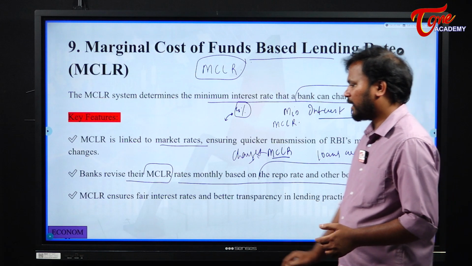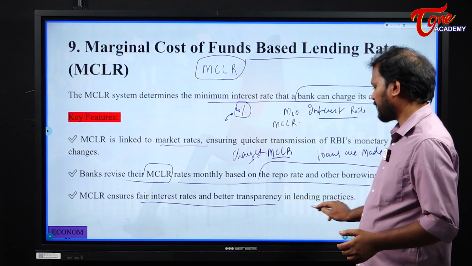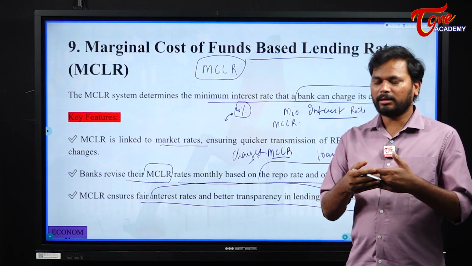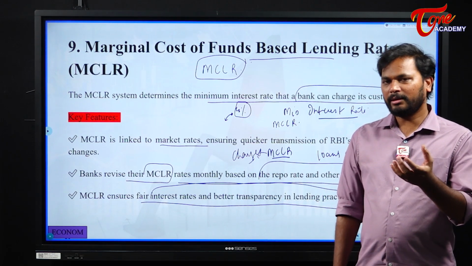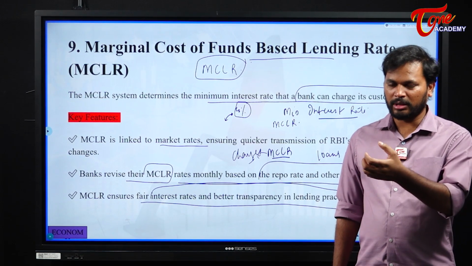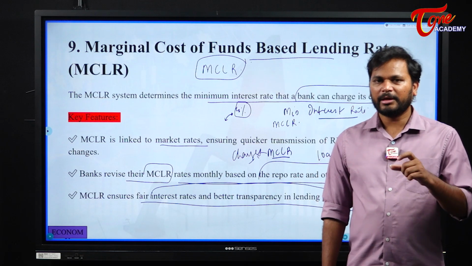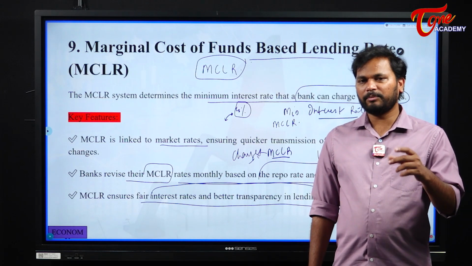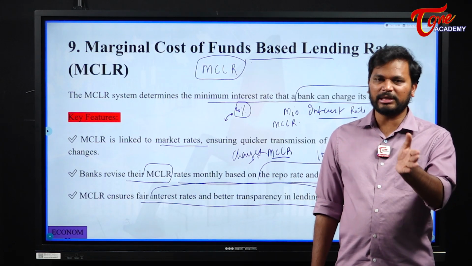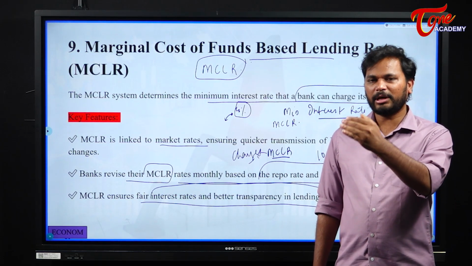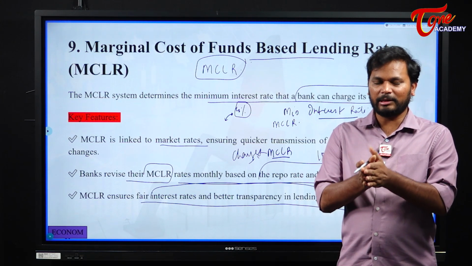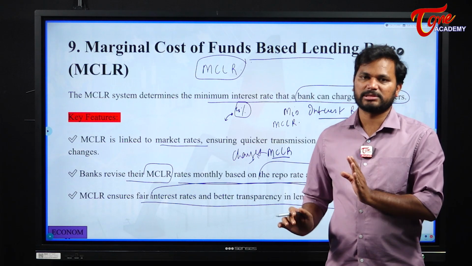Next, MCLR ensures fair interest rates and better transparency in lending practices. Why? Because MCLR is one mechanism through which the interest rate is charged on customers. If the interest rate is brought down, it is because of changes in the repo rate and other borrowings. If the rate is increased, that will also be reflected in the repo rate and other borrowings. So every mechanism that happens between the RBI and the banks happens between the banks and their customers. Clear? Next.